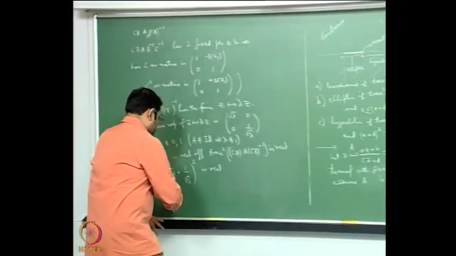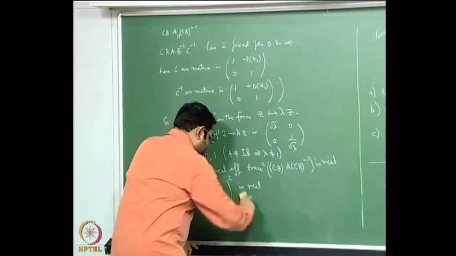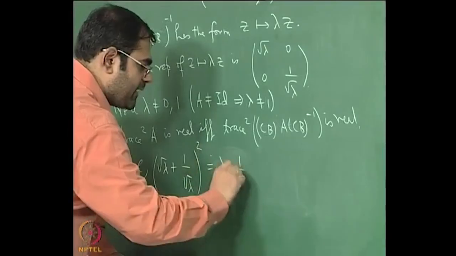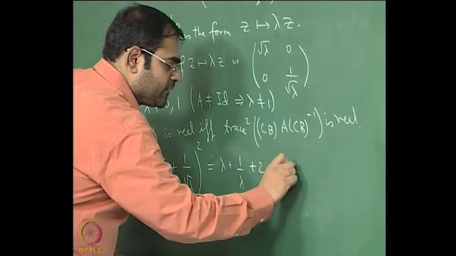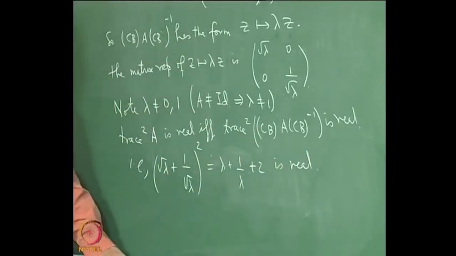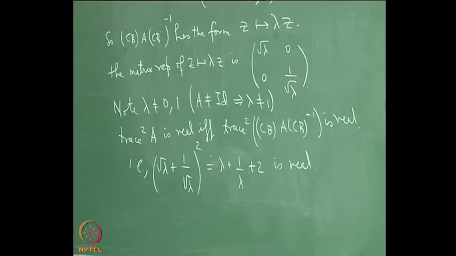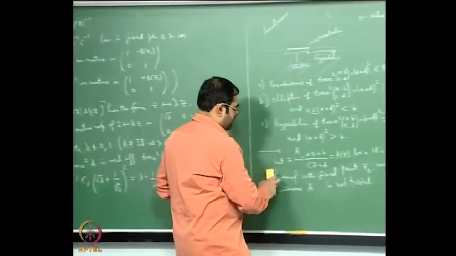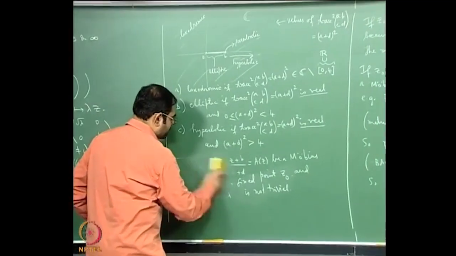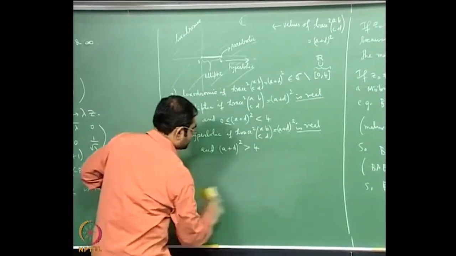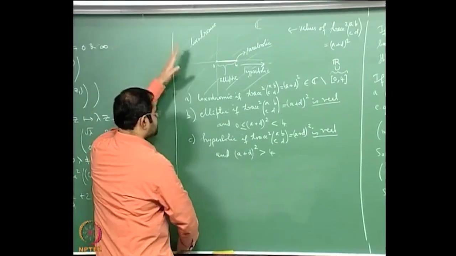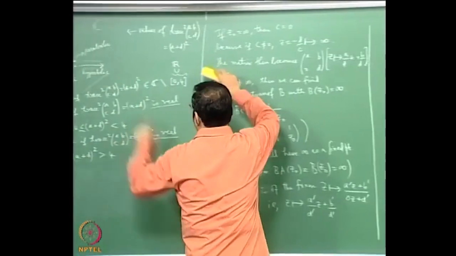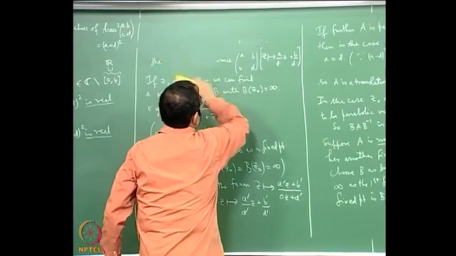So, but what is this? Well, if I expand it, it is lambda plus 1 by lambda plus 2, this is real, okay. So, let us investigate the situation. Let me rub this off. I'll keep this part as it is, and I'll continue here because I would like you to keep this definition in mind.